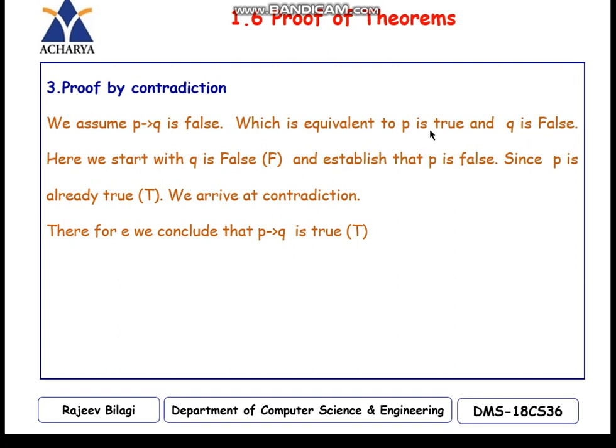Then what we'll do is start with Q being false and establish that P is also false. But P is actually true here. Since P is already true, there is a contradiction about whether the value of P is true or false. Then we will conclude that P then Q is true. That is how we prove using the contradiction method.